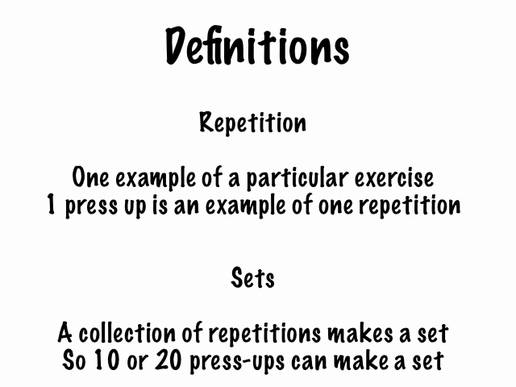So the definitions. A repetition is one example of a particular exercise. One press-up is an example of one repetition. With sets, sets are a collection of repetitions. A collection of these makes a set. You can choose how many of these you do, so 10 or 20 press-ups can make a set.